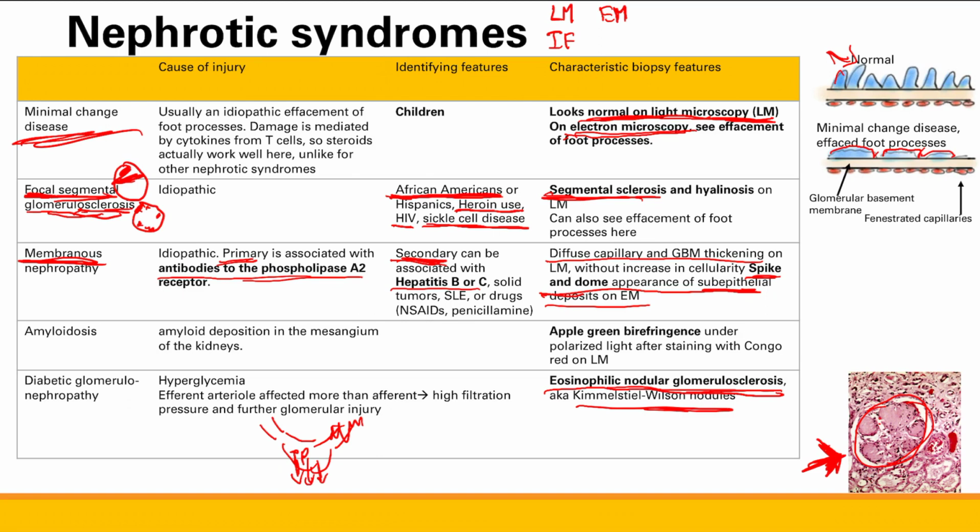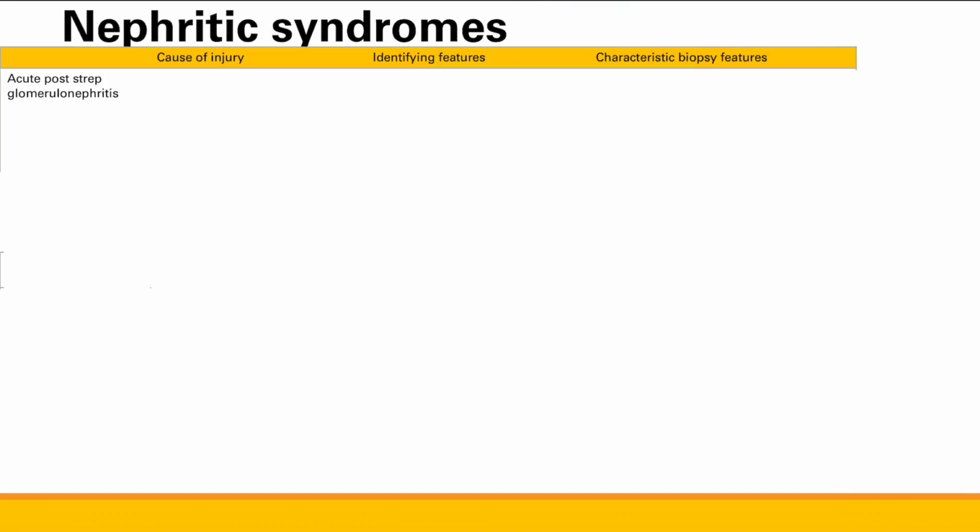Membranous nephropathy is a couple things to memorize. Antibodies to phospholipase A2 receptor, a little bit of associations, those are lower yield. And then remember that spike and dome appearance of the subepithelial deposits. Amyloidosis, easy, you should already know this, apple green birefringence on Congo red staining. Diabetic glomerular nephropathy, remember you have the kidney damage due to hyperglycemia and non-enzymatic glycosylation. And then you're going to see these Kimmelstiel-Wilson nodules. Recognize that picture.